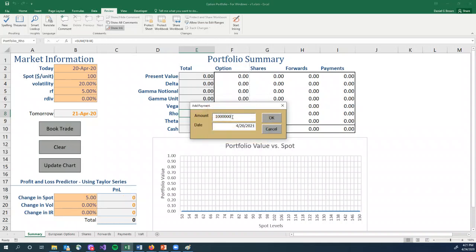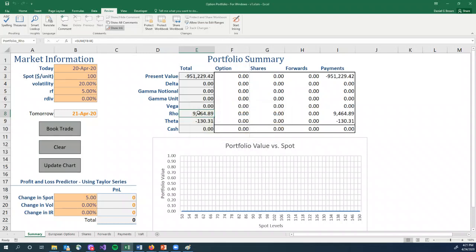So let's just look. Payment, negative $1 million. The rho is positive. So we go short a zero coupon bond, the rho is positive. Long a zero coupon bond, the rho is negative. Again, intuitively that makes sense. Long a zero coupon bond, if interest rates go up, the present value goes down, negative rho. Short a zero coupon bond, we have to pay back money in the future. Interest rates go up, present value gets smaller, present value is negative, that's a good thing, positive rho.